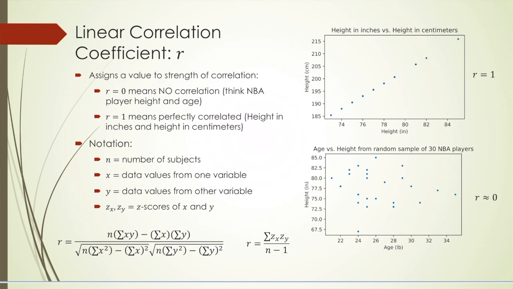Okay, now let's talk about the linear correlation coefficient, R. This assigns values to the strength of the correlation. So when R equals 1, the correlation is perfectly strong, and that gives you all the information you need. So here I've got height in inches, and here I've got height in centimeters. And indeed, if I know somebody's height in inches, I can find exactly what their height in centimeters is. And so these are perfectly correlated.